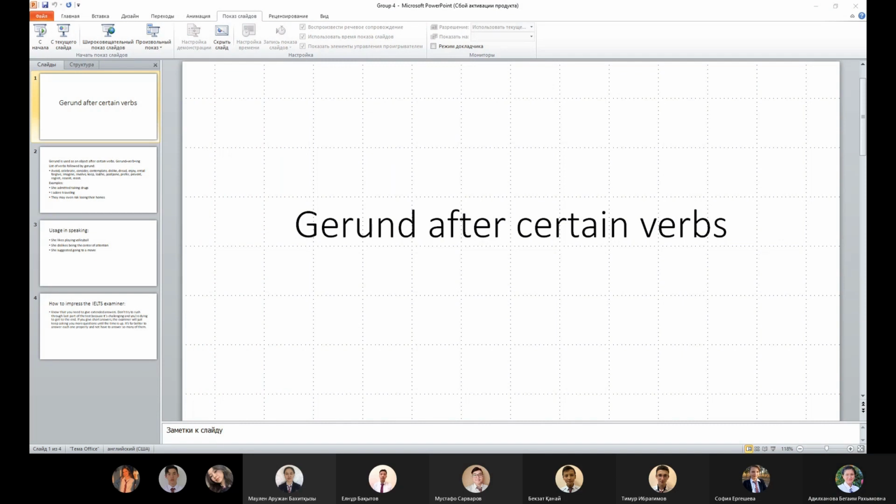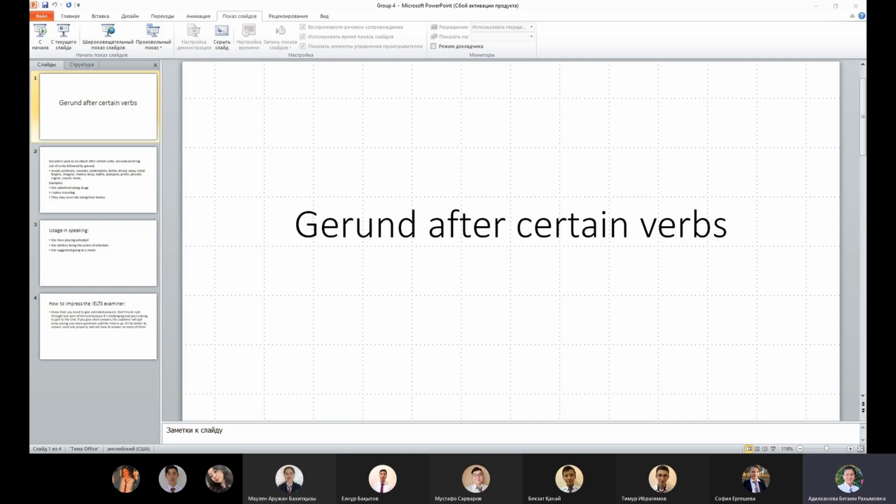They are avoid, celebrate, consider, contemplate, dislike, dread, enjoy, entail, forgive, imagine, involve, keep, close, postpone, prefer, prevent, regret, resent, resist. And there are other words, but we don't have enough space to show all of them.